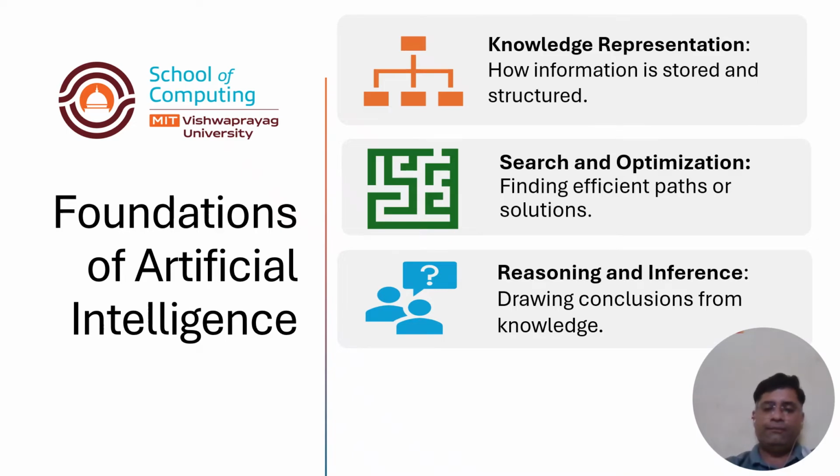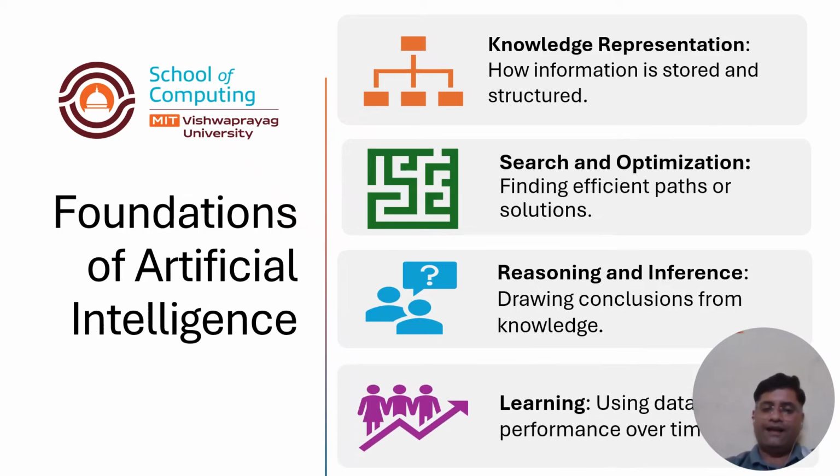It means that based upon the data, it should have the ability to draw the conclusion. The last thing is the learning ability. The AI system should have the ability to learn by itself over a certain period of time. So these are the four fundamental components of an artificial intelligence based system.